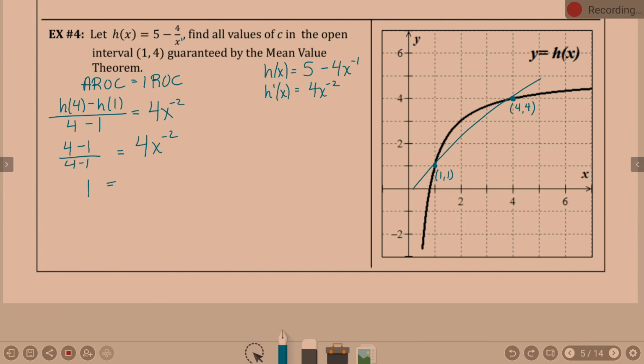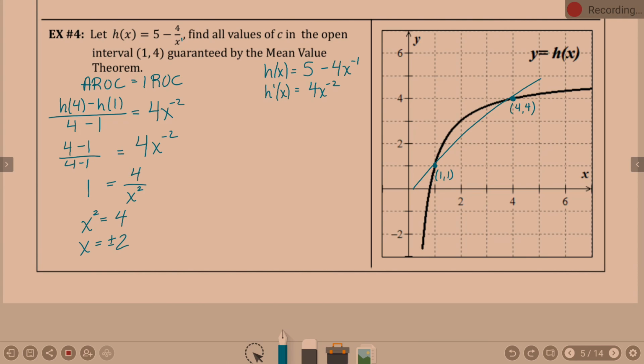Are you with me? Okay, 4 over x squared. How should you solve? Multiply both sides by x squared, so then we're going to have x squared equals 4. And then square root, what do we get?